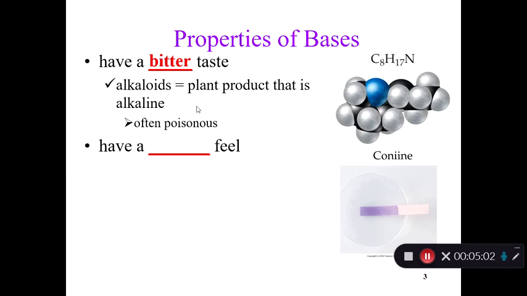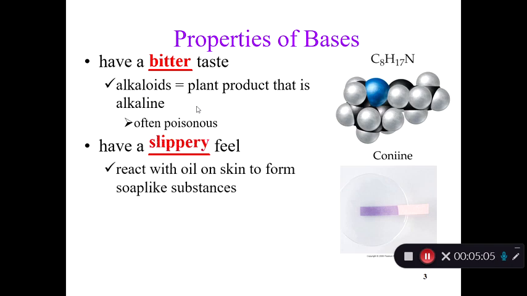Another property for them is that they have a slippery feel. What does that mean? It means they have a soap-like feel, and we have this experience in our daily life. If you use soap or any detergent, body wash, or hand wash, you may have this feeling. This feeling means you use bases. So it means bases can be used in our daily life.